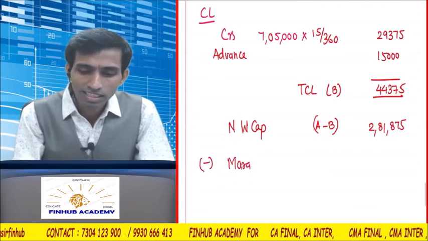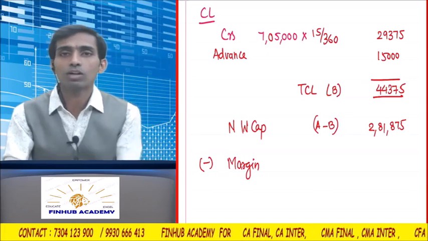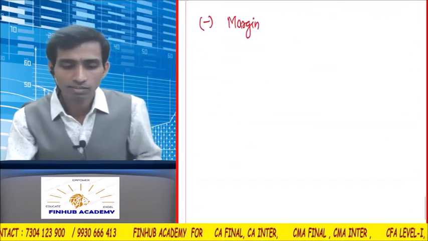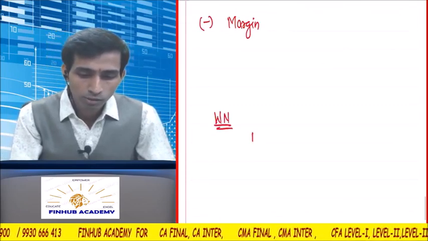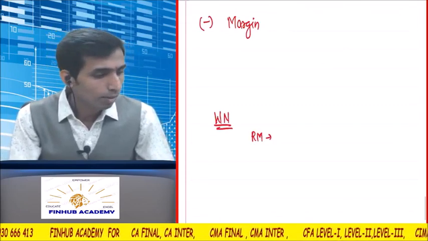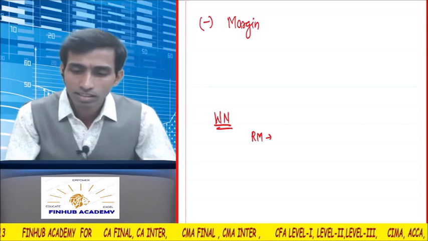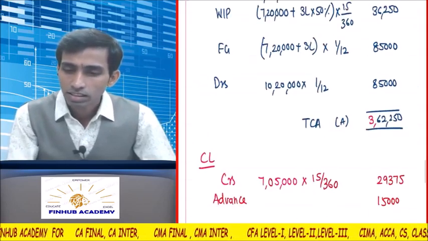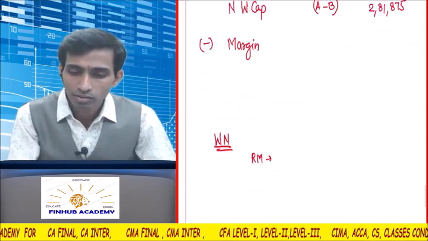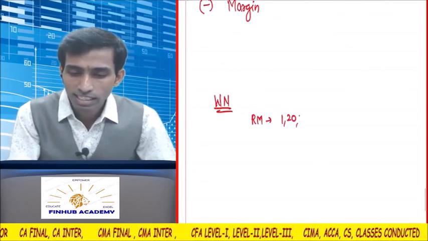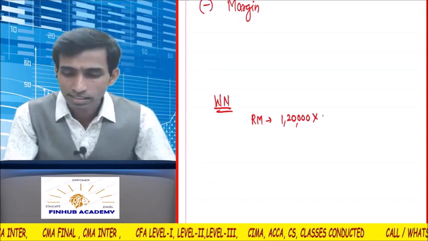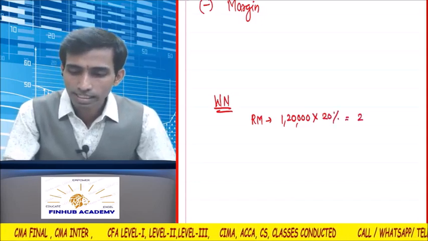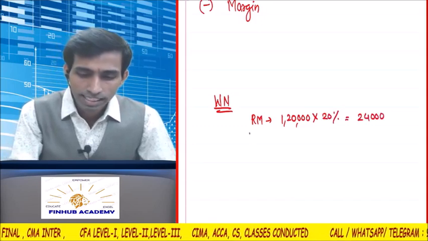Listen, how will I calculate margin? Most of you might not have understood margin, so I will make a working note. How much was my raw material in the above table? 1,20,000. Out of 1,20,000, I should have a margin of what percentage? 20%. So 20% is how much? 24,000.